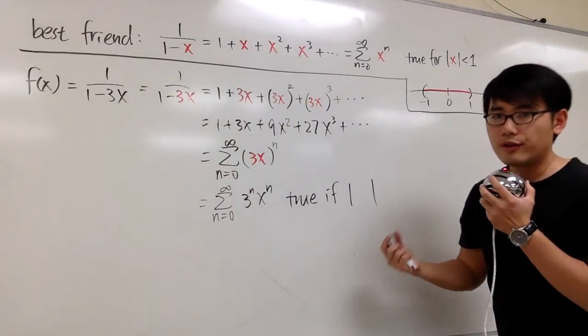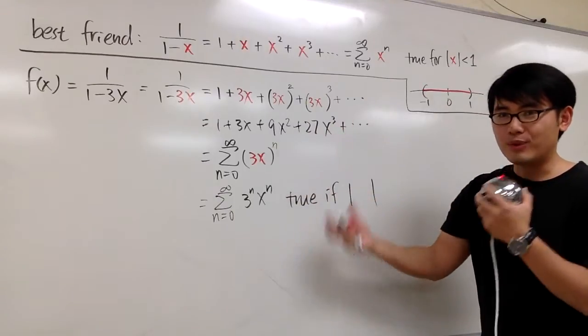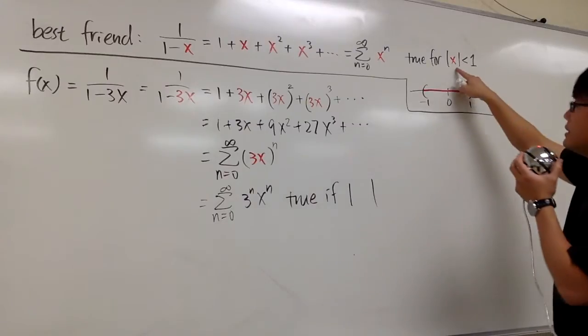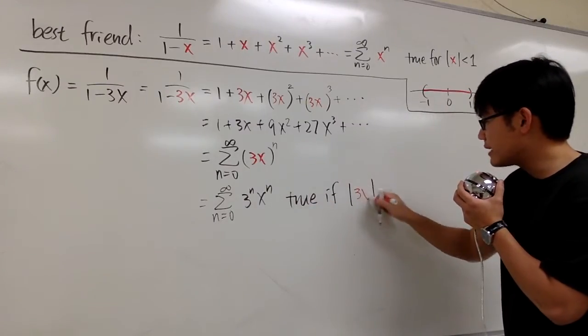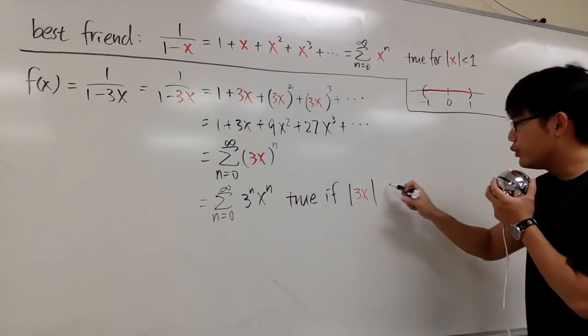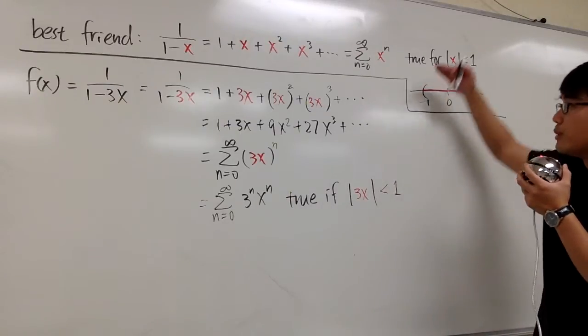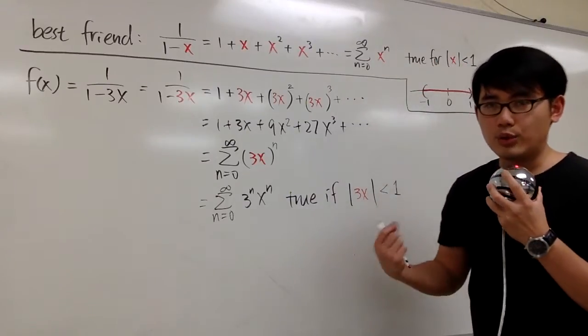A quick way to find the radius of convergence, because we use our best friend, we plug in things, right? We can just plug in 3x into this condition. So we have this is true only when we have 3x in the absolute value to be less than 1. So it's pretty much the same as using our best friend. This way, we don't need to run through the ratio test.